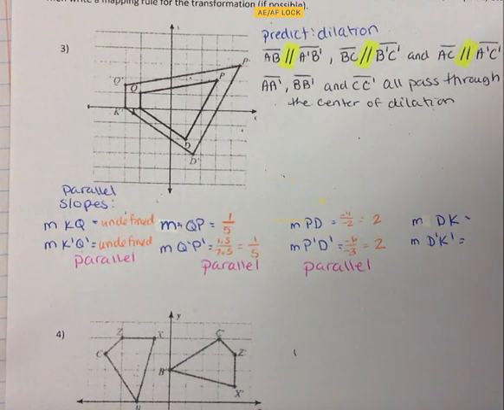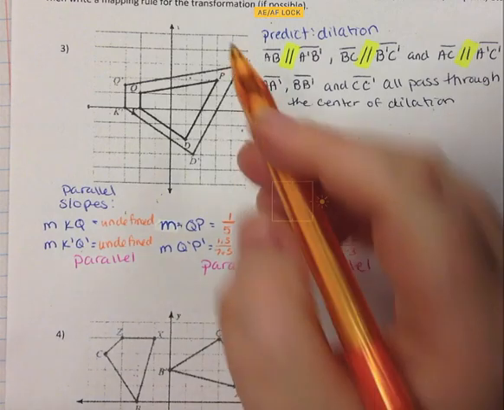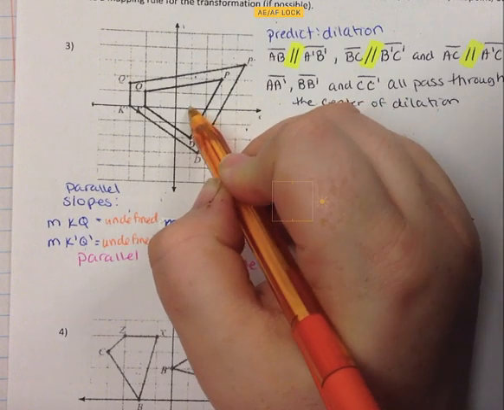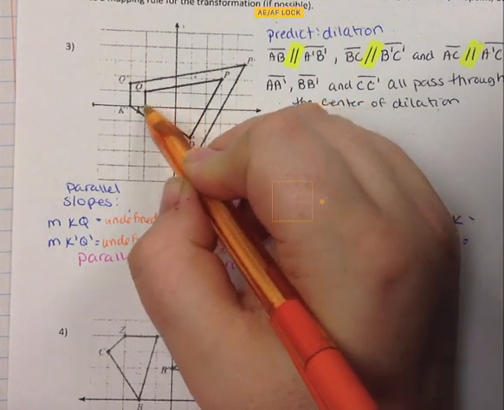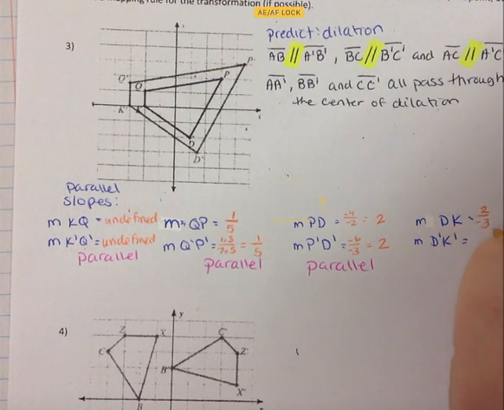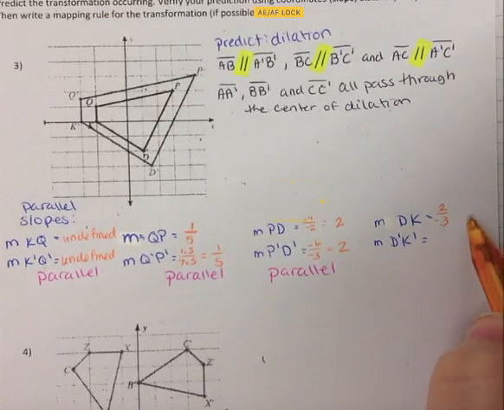And then finally for DK and D prime K prime. So DK, we have to go up 1, 2, and then left 1, 2, 3. So up 2, left 3. So 2 over -3. That's just a -2/3.